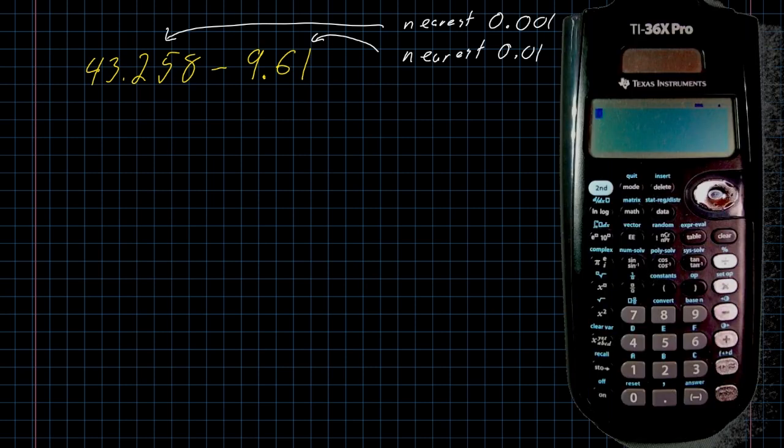So if I jump back to my calculator, and I punch that in, it gives me 33.648, but I'm going to round that to the nearest hundredths place and call it 33.65. Right, 64, but the next digit is an 8, which tells us to round up. All right, so this is, again, to the nearest hundredths place, the worst of the precisions of the original two measurements.